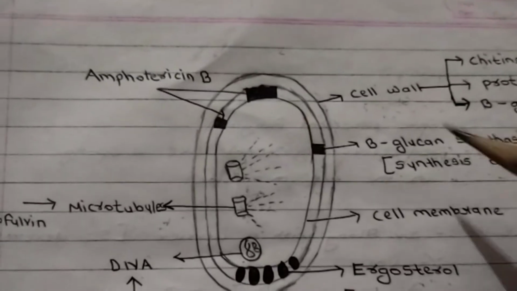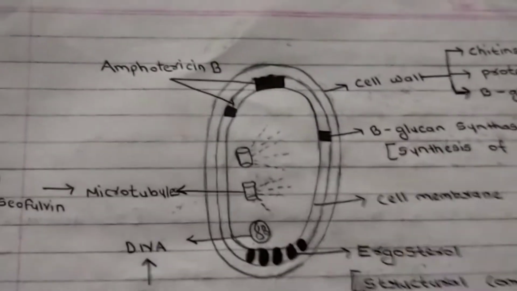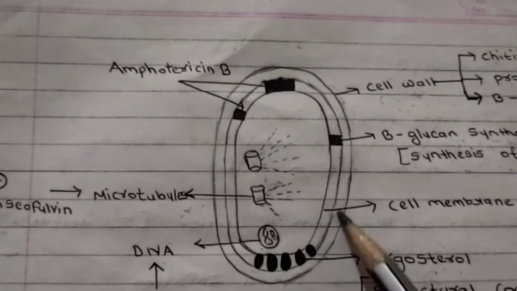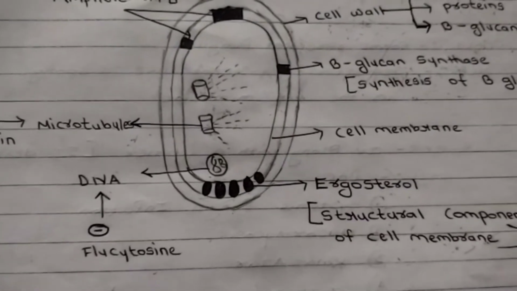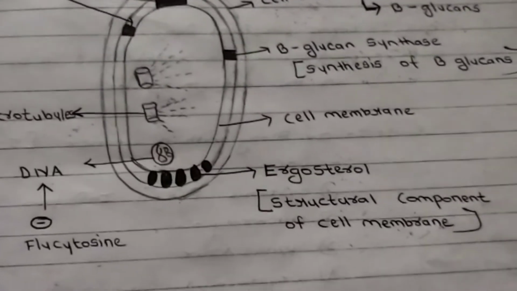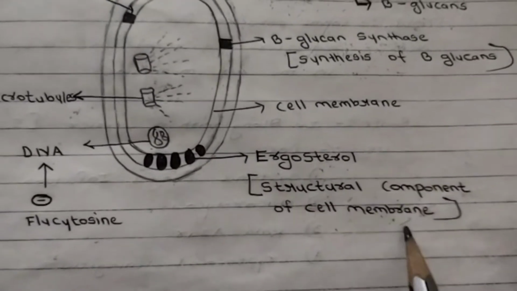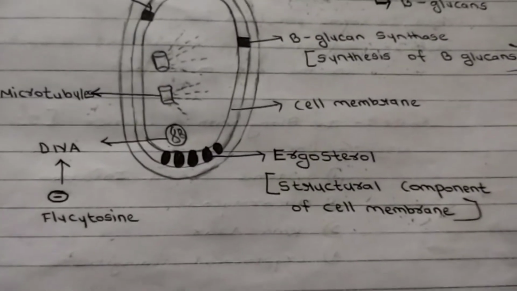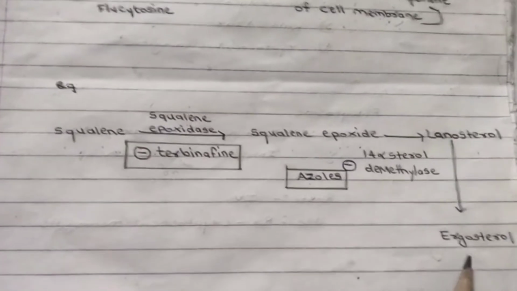So we have done the cell wall, right? So now we are moving towards the cell membrane. Can you see this inner line? This inner line is nothing but the cell membrane. As we know that the cell membrane is mainly made up of lipid. Particularly we call it as ergosterol. That is nothing but the structural component of the cell membrane. Now the question is how the ergosterol is formed. So there are series of events through which the ergosterol is mainly formed.